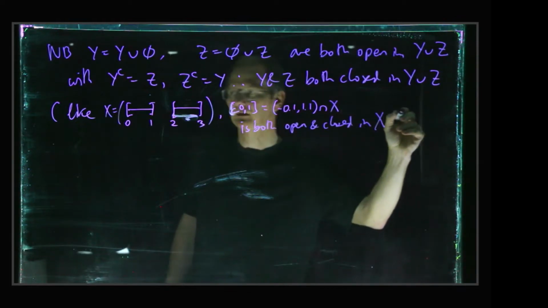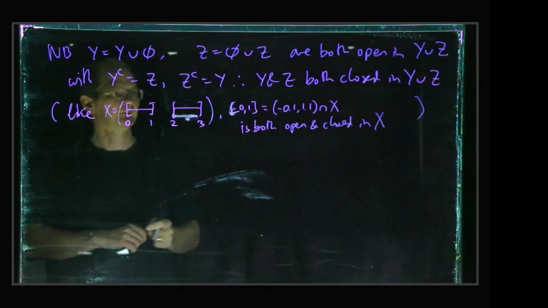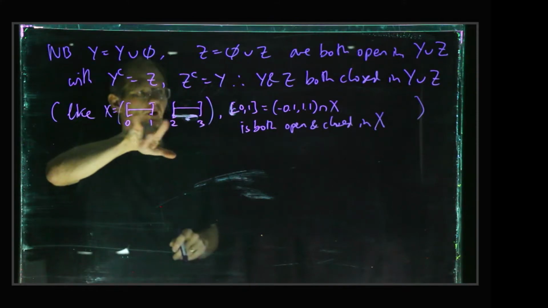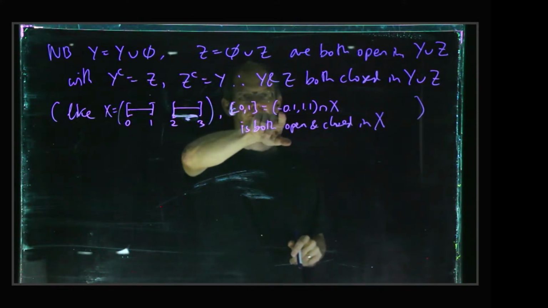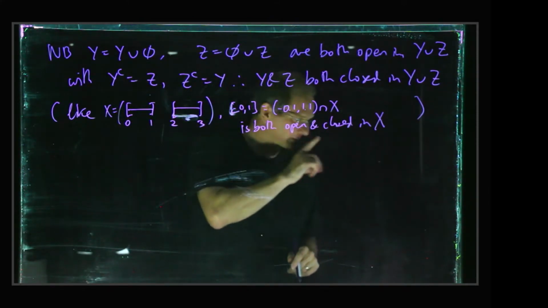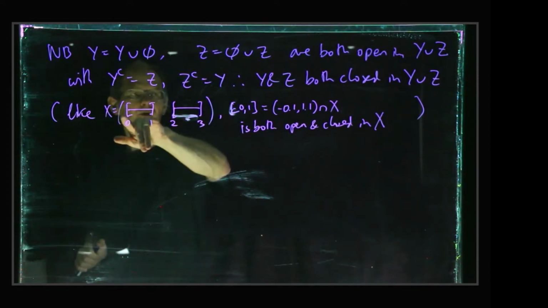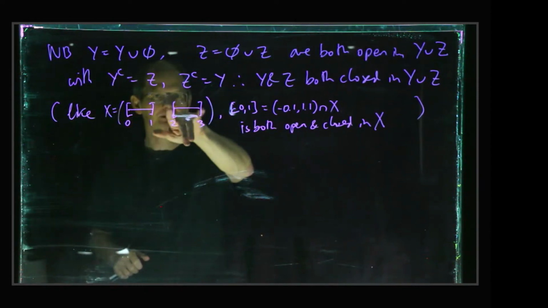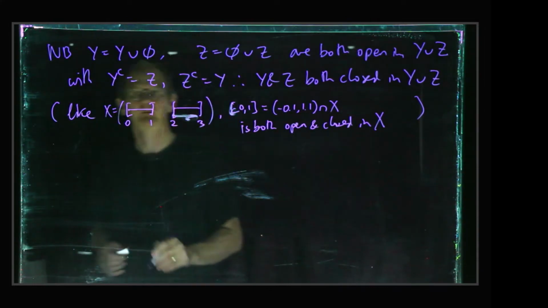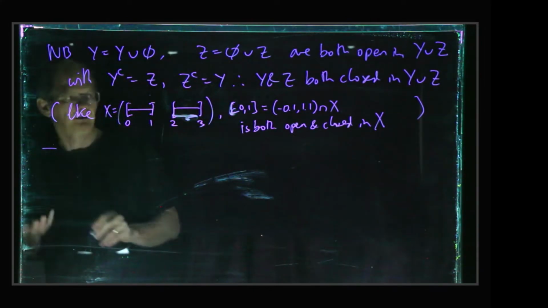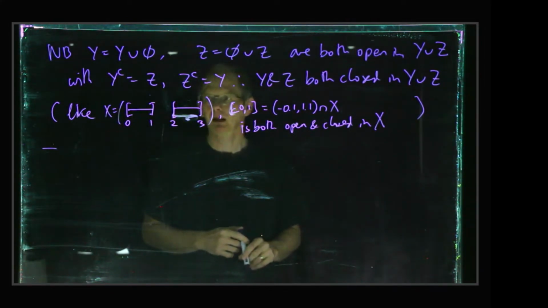That's both open and closed in X, right? Because it's closed because it's just a closed interval in the whole real line, and then it's also the intersection of this open set here with X, so it's open in the subspace topology. So the left-hand interval is both open and closed. The right-hand interval is also both open and closed. That's the kind of thing that can happen.